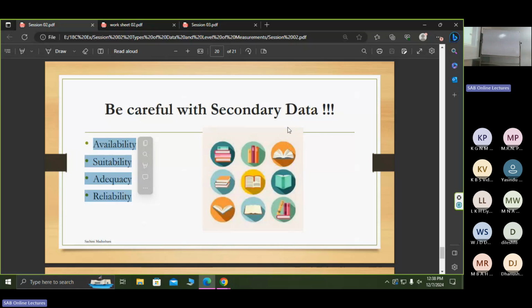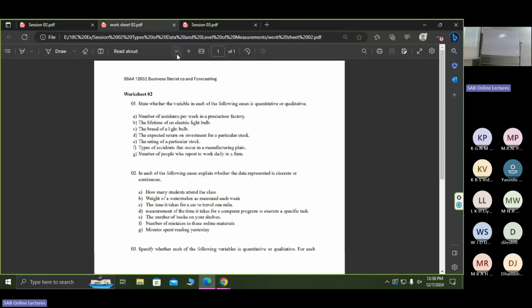It's clear? Okay, then this is the end of the second session. In this session we studied different types of variables, 4 levels of measurement, and the last one, data source, primary and secondary. Then we move into worksheet number 2. This is a very simple one.